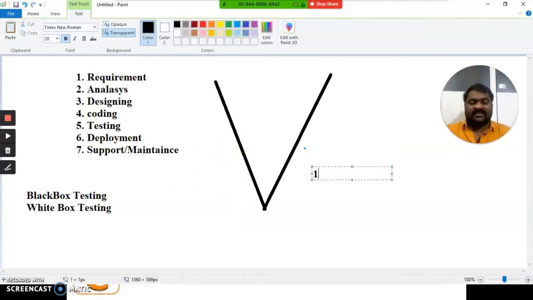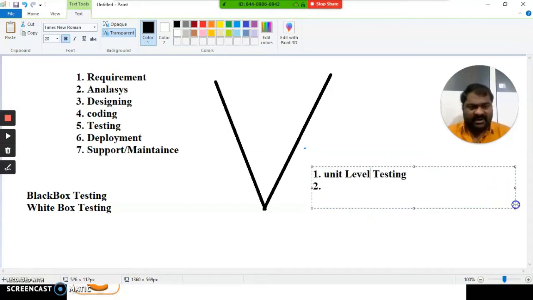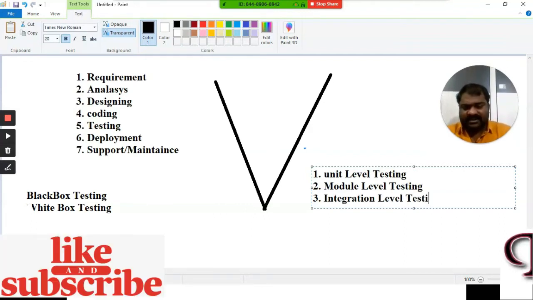Basically, testing is divided into 5 phases. The first one you can call unit level testing. The second one we can call module level testing. The third one you can call integration level testing. Is it clear?